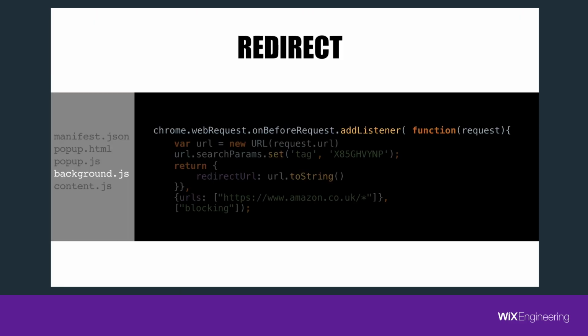The code looks like this, it's pretty short. I'm listening to the onBeforeRequest event that you do. I'm taking the URL. It only works on Amazon. So I'm taking the URL, I'm adding the tag with my unique identifier, and I'm redirecting the user to this site with a tag.